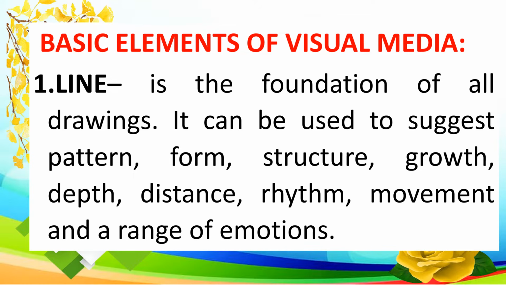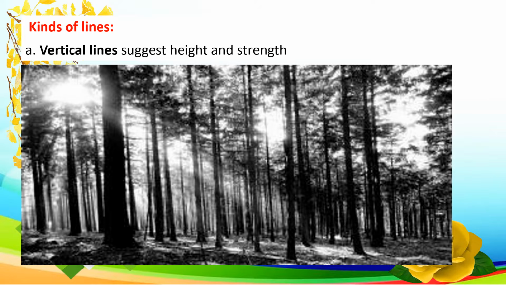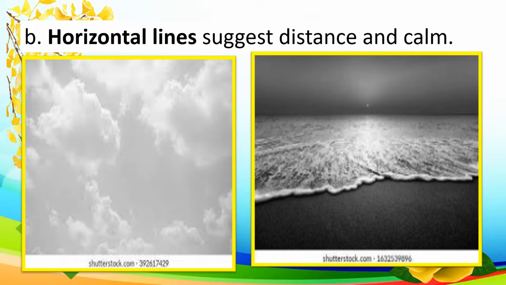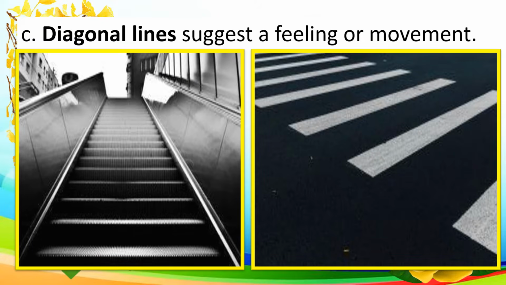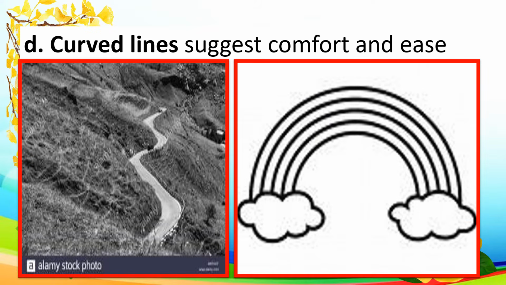Line is the foundation of all drawings. It can be used to suggest pattern, form, structure, growth, depth, distance, rhythm, movement, and a range of emotion. Look at this. We have these kinds of lines. The vertical lines suggest height and strength. Horizontal lines suggest distance and calmness. Diagonal lines suggest a feeling of movement. Curved lines suggest comfort and ease.